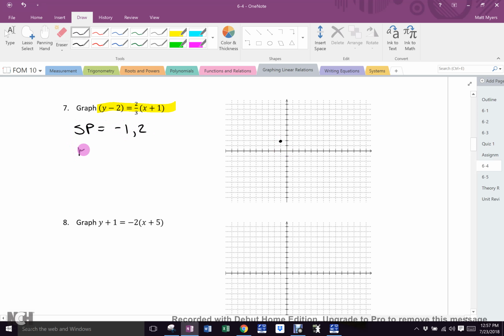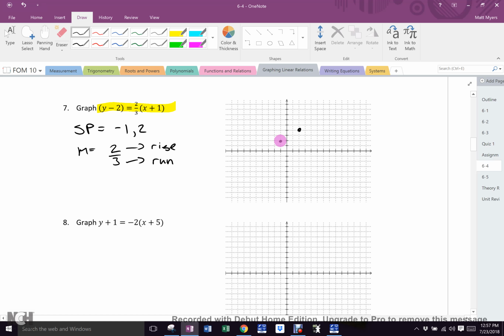What is my slope? 2/3. 2 is the rise. 3 is the run. Since they are both positive, I need to go up 1, 2, and right 1, 2, 3. Now, to be perfectly proving this, we should make sure we have 3 points.